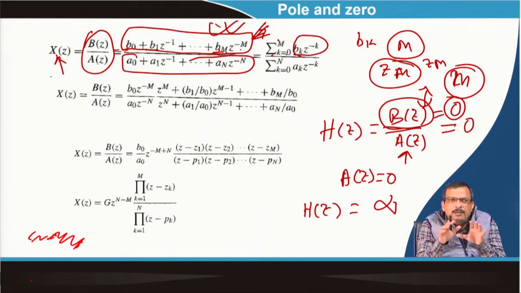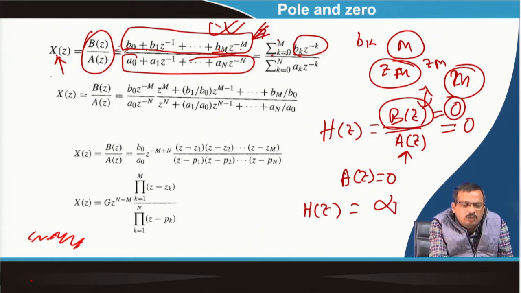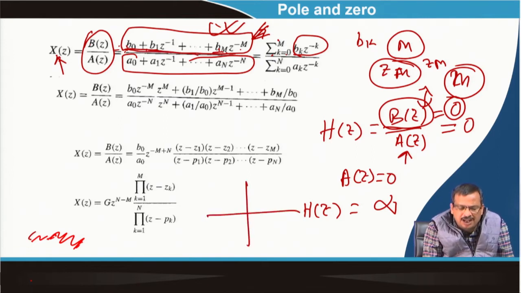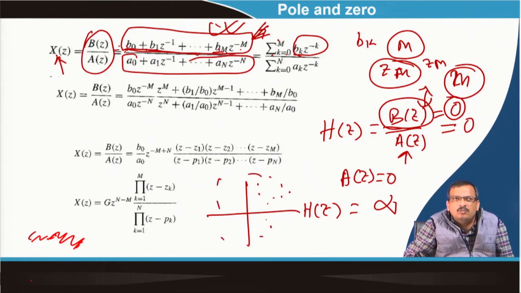If I draw the z plane, then the solutions of B(z) will be located somewhere in it. Those are called zeros. The solutions of A(z) are also located somewhere in the z plane, and those are called poles. So, this is the concept of pole and zero. Why is it a zero? Because for those z values H(z) becomes 0. Why is it a pole? For those z values H(z) becomes infinite. That is the pole-zero concept of the z domain transfer function.